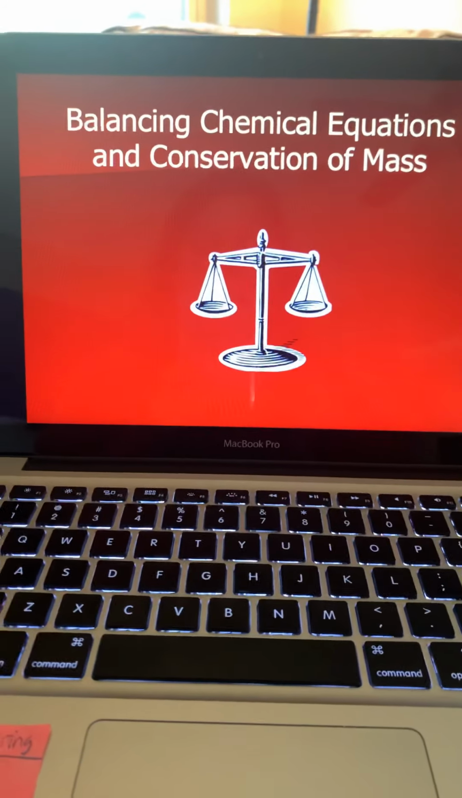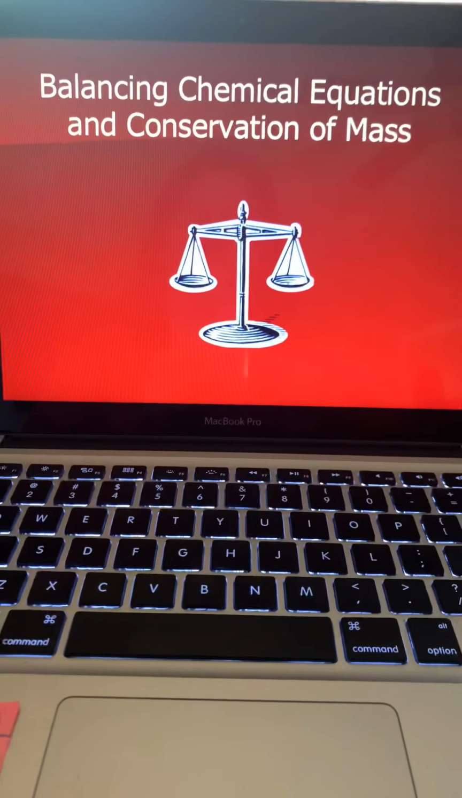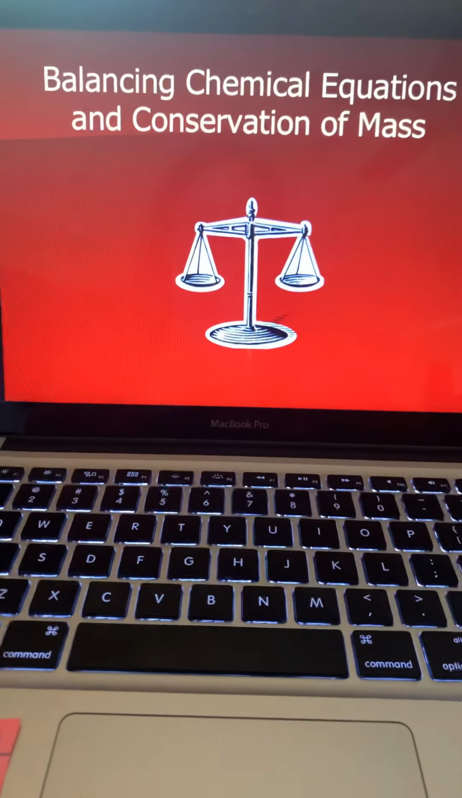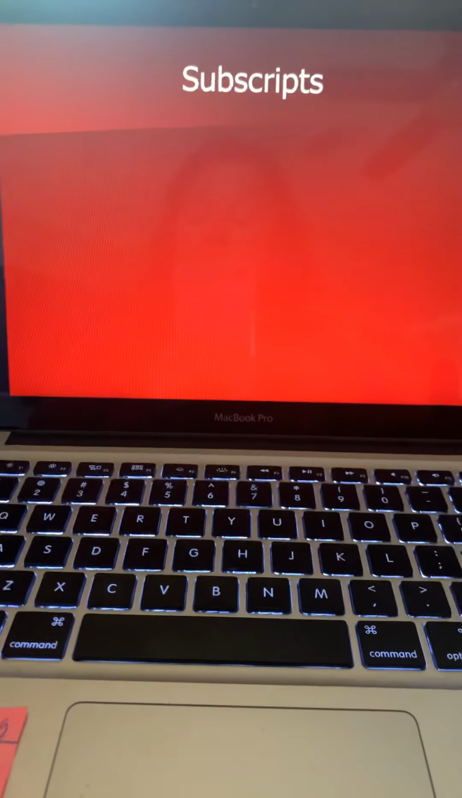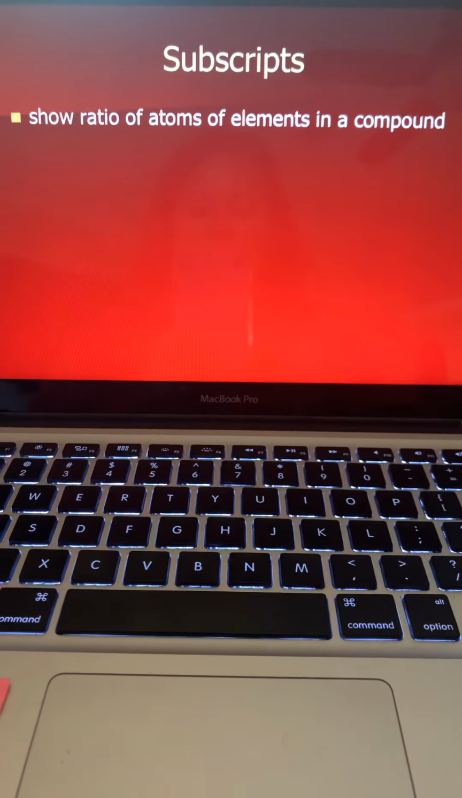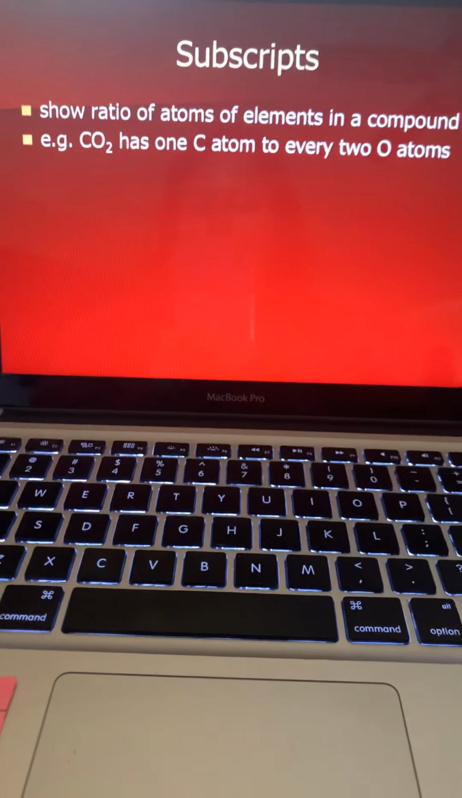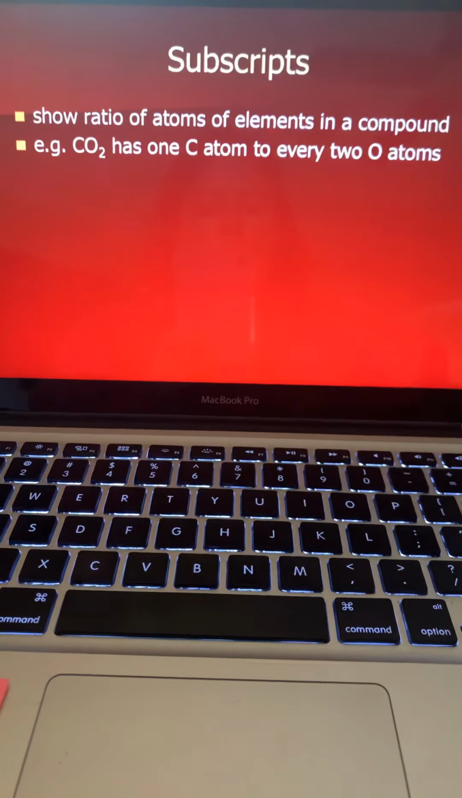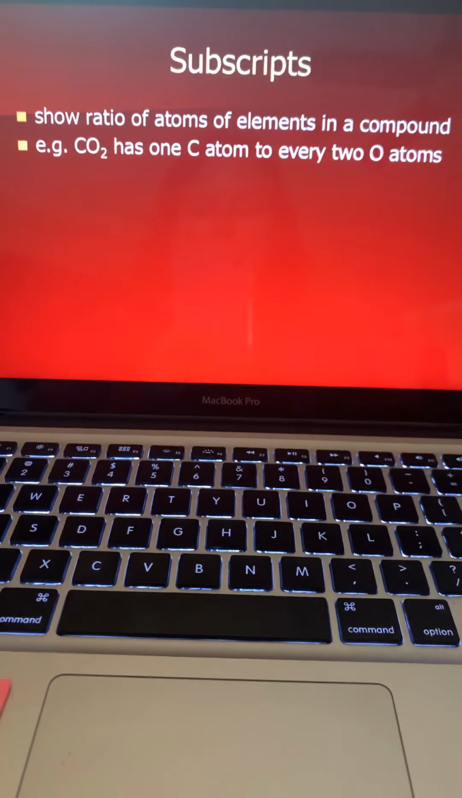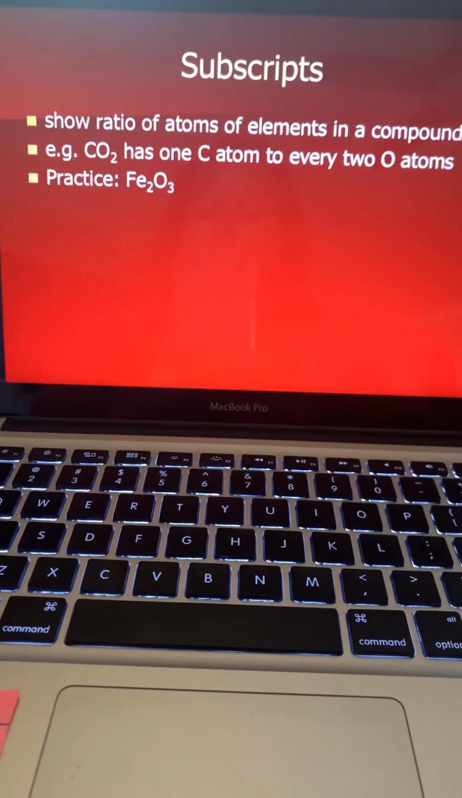Hello, 8th graders. We're going to talk about balancing chemical equations and conservation of mass. So, subscripts we've already talked about. We know those show a ratio of atoms of elements in a compound. We know, for example, that CO2 has 1 carbon atom to every 2 oxygen atoms.